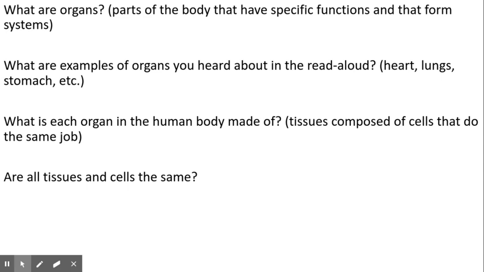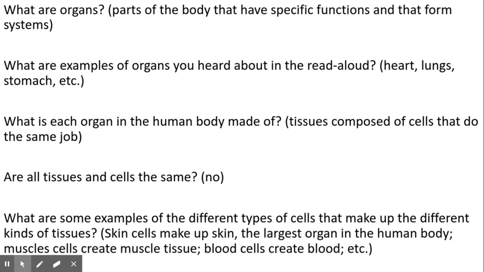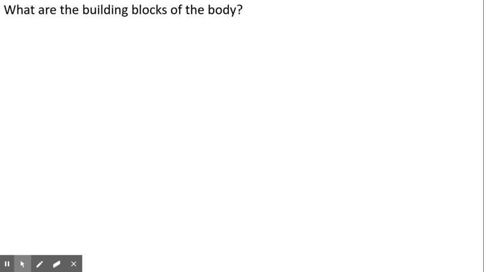Are all tissues and cells the same? No. What are some examples of the different types of cells that make up the different kinds of tissue? We have skin cells that make up skin. That's the largest organ in the human body. Muscle cells create muscle tissue. Blood cells create blood, and so many more.